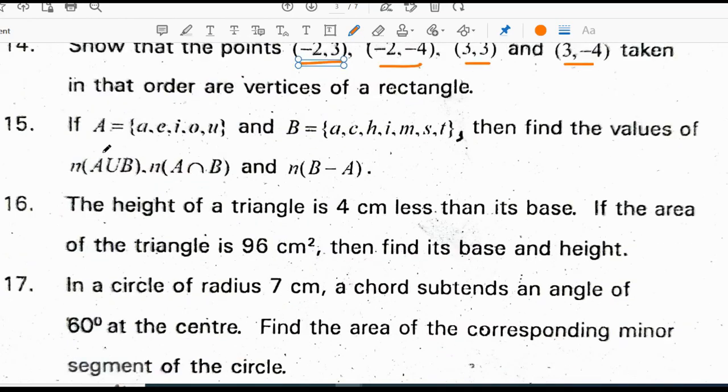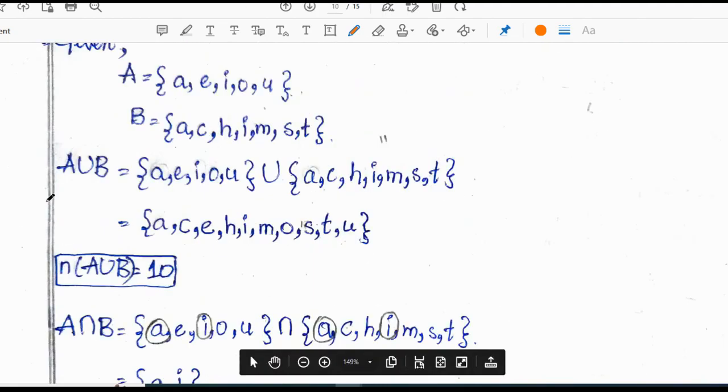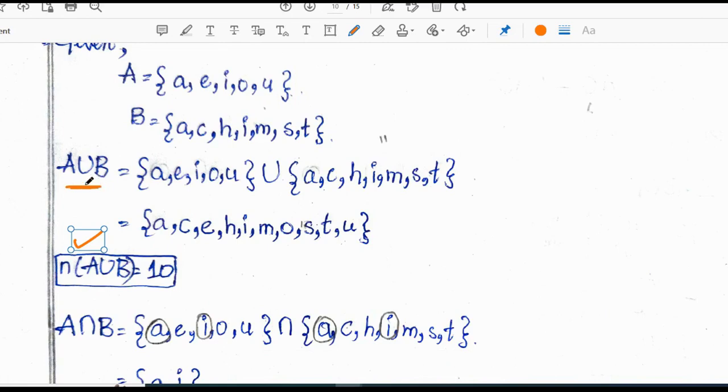Moving on to the 15th question: if A is equal to {A, E, I, O, U}, B is equal to {A, C, H, I, M, S, T}, then find the value of n of A union B, n of A intersection B, and n of B minus A. To find n of A union B, we need to find A union B first.